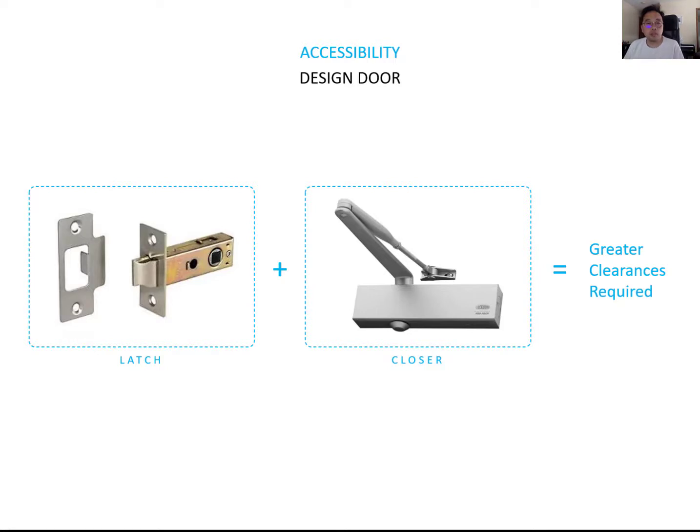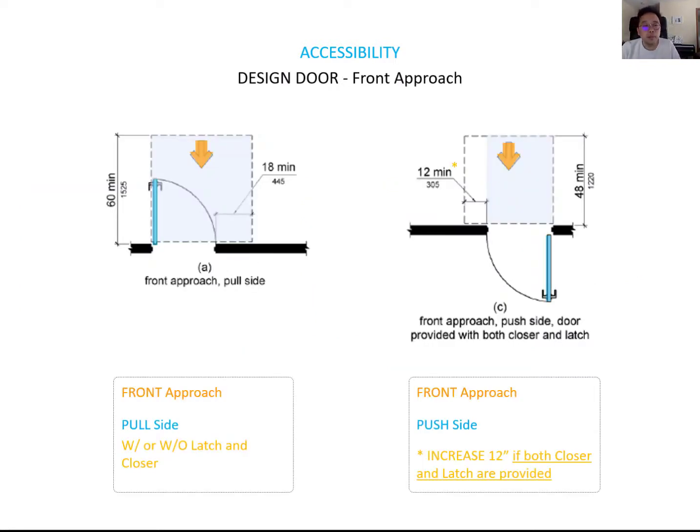Okay, so let's look at the actual example here. You can find these 2 door conditions. You see the front approach, and this is also a front approach. But here the door is a pull side, the door opens this way. In this case, the door is pushed, this is a push side. And this is another very important dimension. When you have the front approach and the pull side, the door has to provide 18-inch clear space.